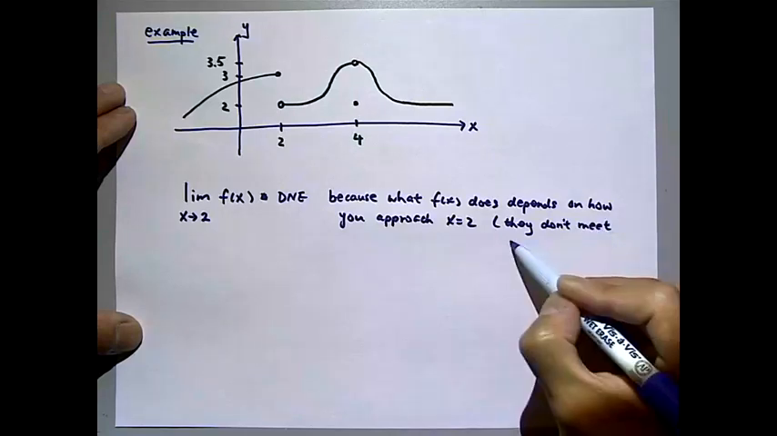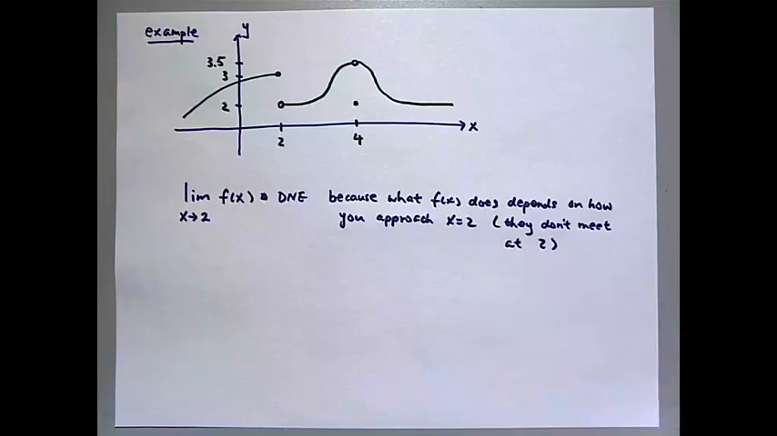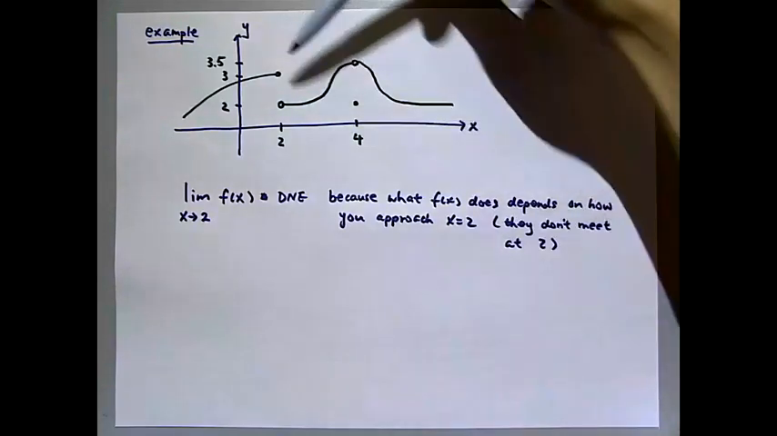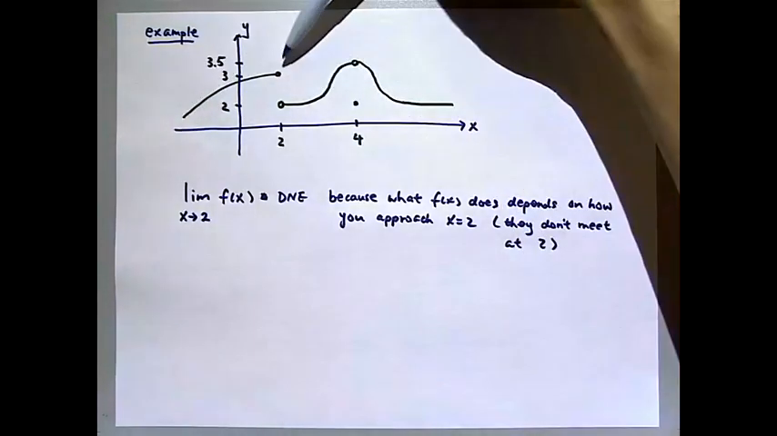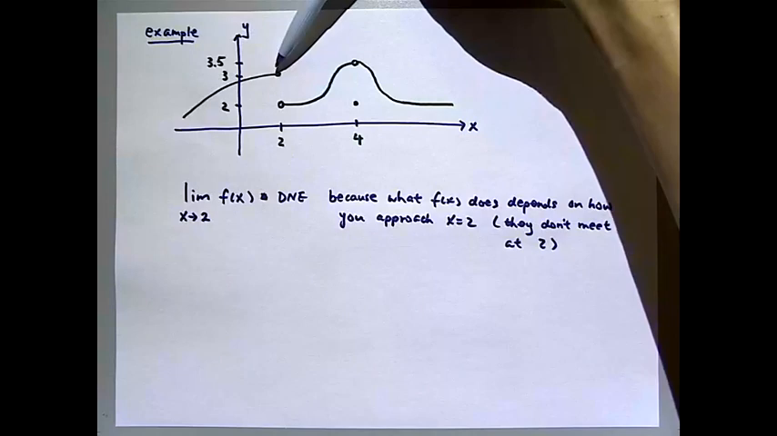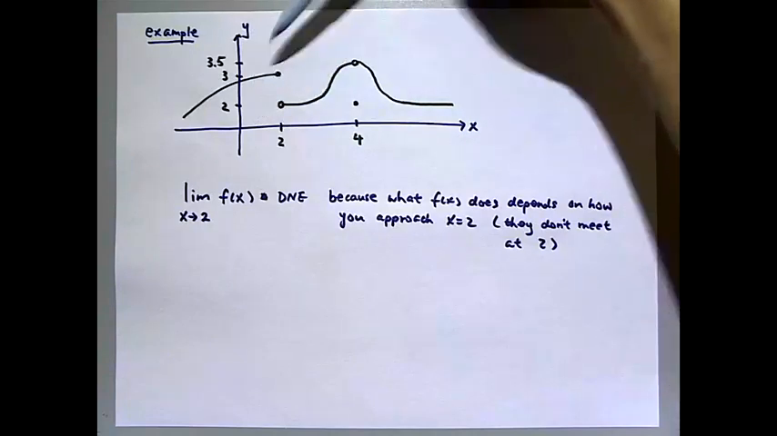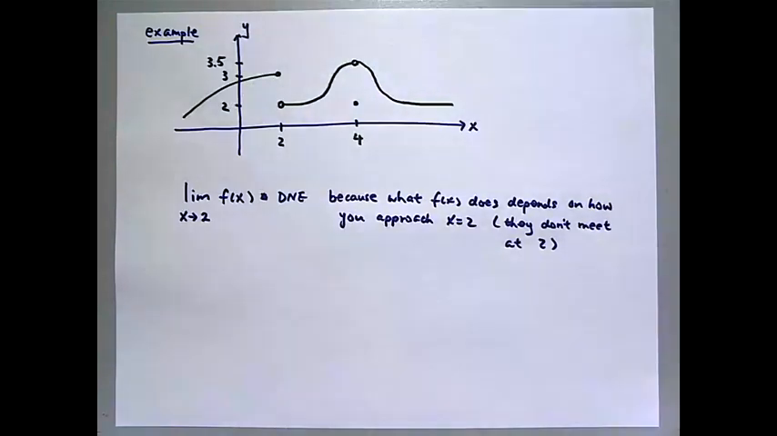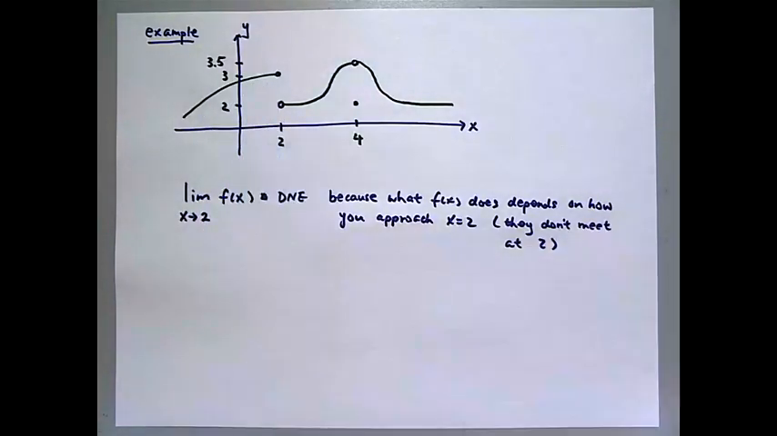They don't meet at 2. So in this case, on a graph, you will see some kind of gap like that. Coming from the left, we can make f of x as close to 3 as we want by making x close to 2, but smaller than 2. Coming from the right, we can make f of x as close to 2 as we want by making x close to 2, but bigger than 2.